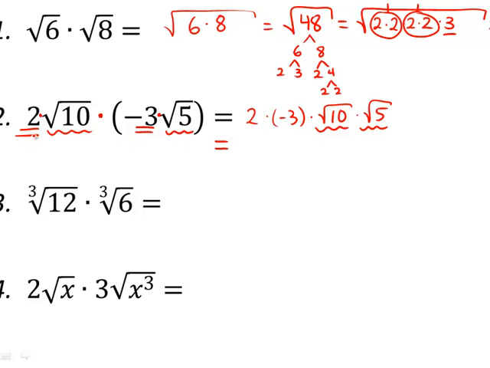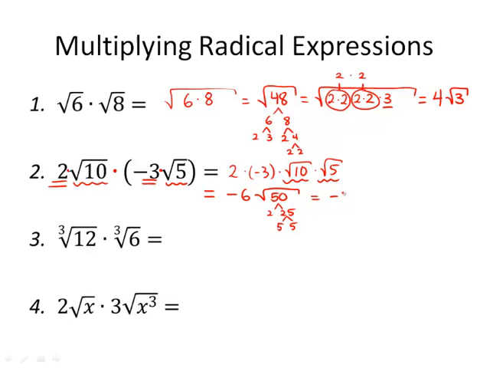So what's happening is you have 2 times negative 3, which is negative 6, and you have root 50. And now we need to simplify root 50. So 50 is 2 times 25. 25 is a perfect square of 5 times 5. So we can write it out. We get 2 times 5 times 5. The double 5 becomes a single 5 because root of 25 is 5. And we get negative 6 times 5 root 2, which is negative 30 root 2. Now that is completely simplified there.